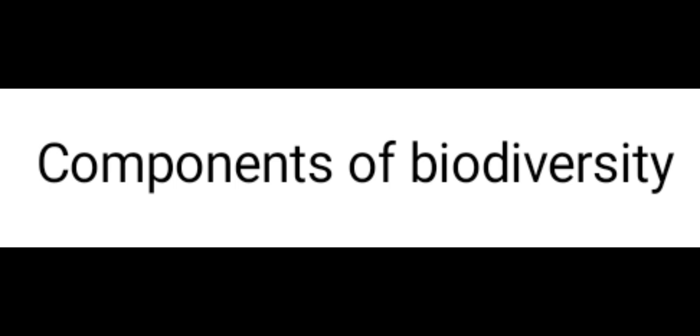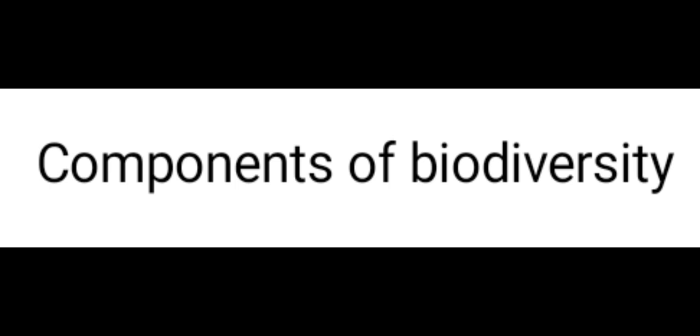Alpha diversity is the diversity or richness of species within a single habitat, community, or ecosystem. So it represents the number of different species in a habitat, community, or ecosystem.